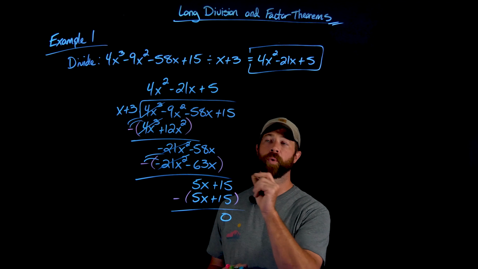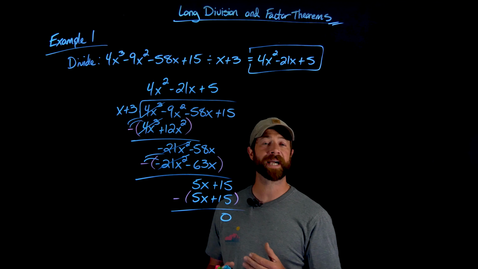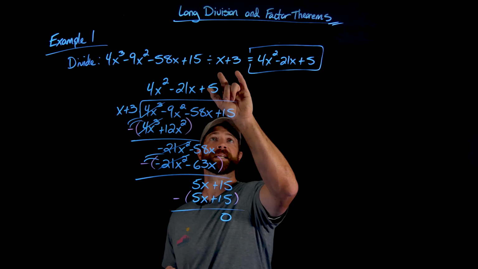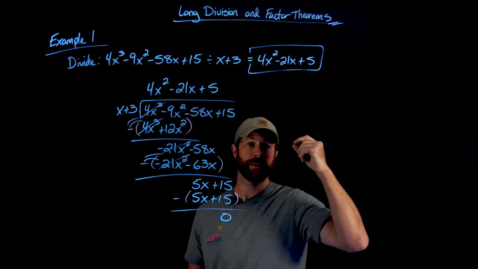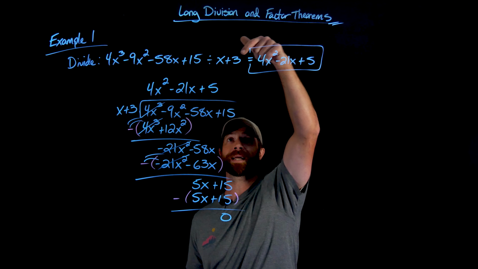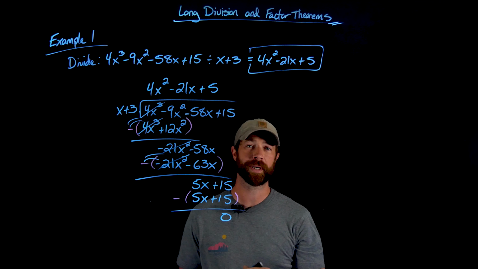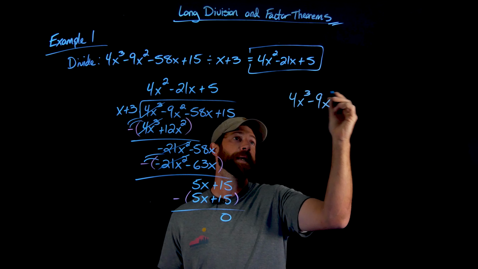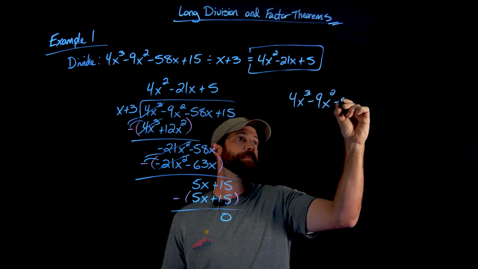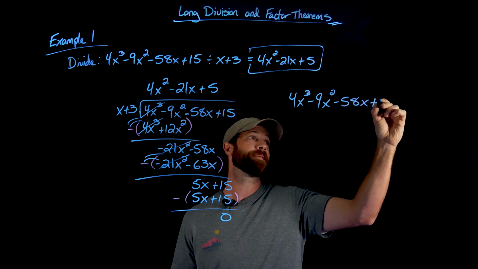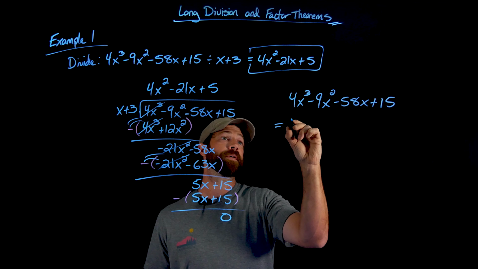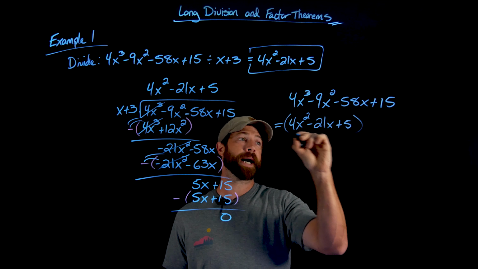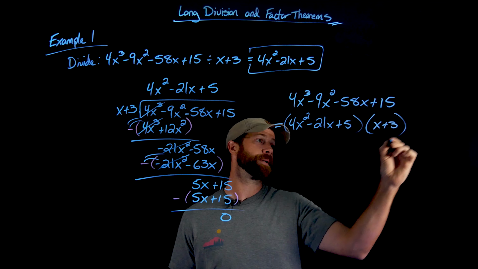And as said previously, while this statement is really important, actually the factored version of this is the most important for us moving forward. So since we know that this cubic divided by x plus 3 ends up being this quadratic, we also know that means that this quadratic times x plus 3 equals this. Or in other words, we've just found, and again, this will be the power of these moves moving forward, that 4x cubed minus 9x squared minus 58x plus 15 equals 4x squared minus 21x plus 5 times x plus 3.